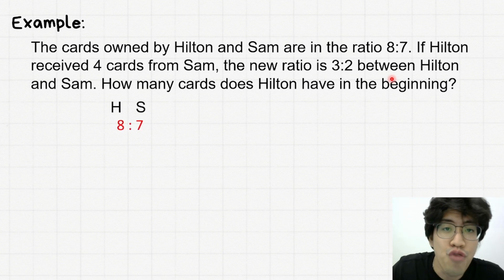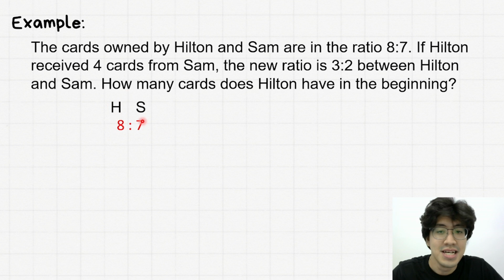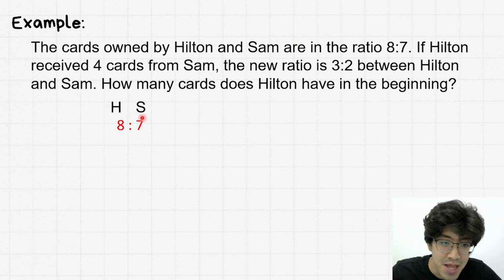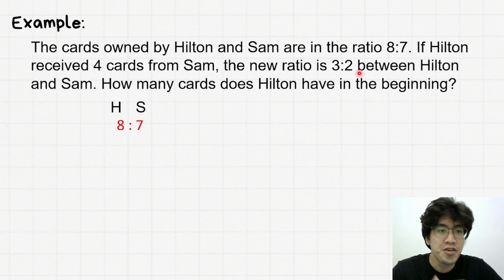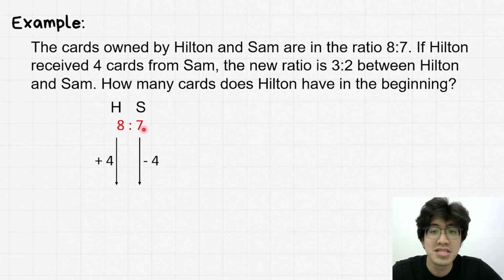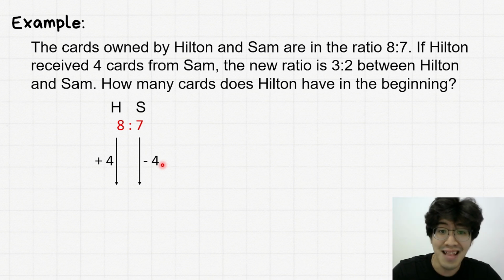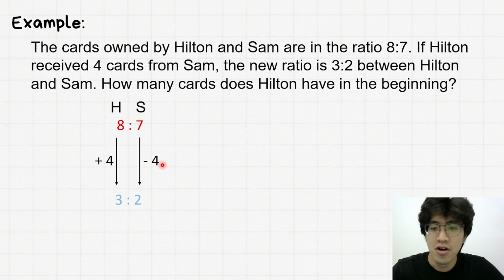So we know the ratio of Hilton to Sam is 8:7 in the beginning. Now what happened next? If Hilton received 4 cards from Sam, this means that Hilton will receive 4 more cards while Sam will have a decrease of 4 cards because that's what is given to Hilton. And then at the end of the day, we have 3:2.